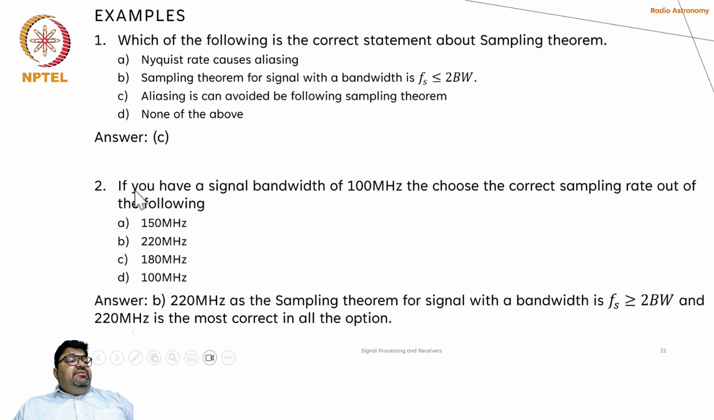Second question, if you have a signal bandwidth of 100 megahertz, choose the correct sampling rate out of the following. So the signal bandwidth is 100 megahertz. Choose the correct sampling rate: 150 megahertz, 220 megahertz, 180 megahertz, or 100 megahertz. So it should be at least twice the bandwidth, so it should be greater than or equal to 200 megahertz. Out of all the possible options, only B satisfies that condition. So the answer is B.